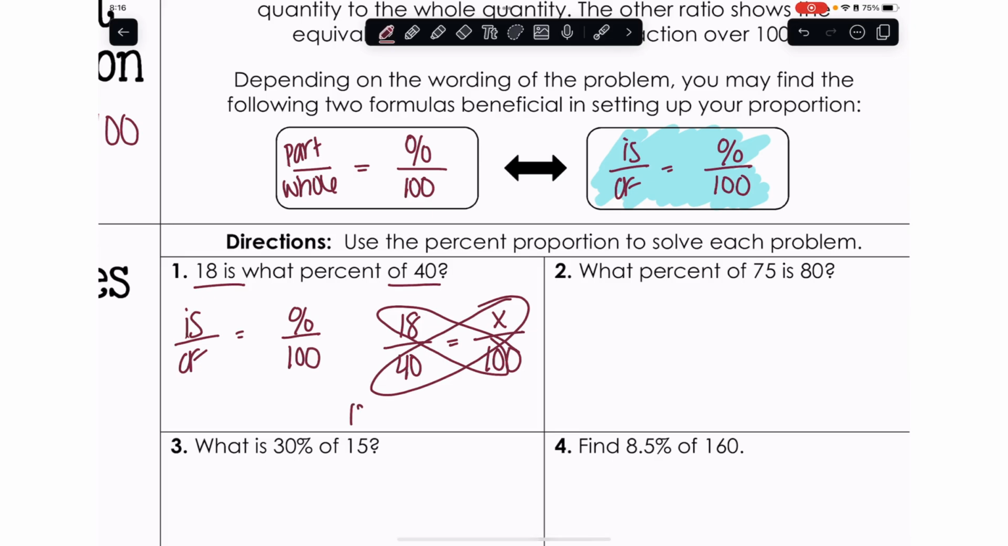So I get 1800 equals 40x, and then I can divide by 40, and that will give me my answer, okay? So the same solving as we've been doing this entire time. At this point, we should be getting better at solving these. So I have 1800 divided by 40, which should give me 45. Good.